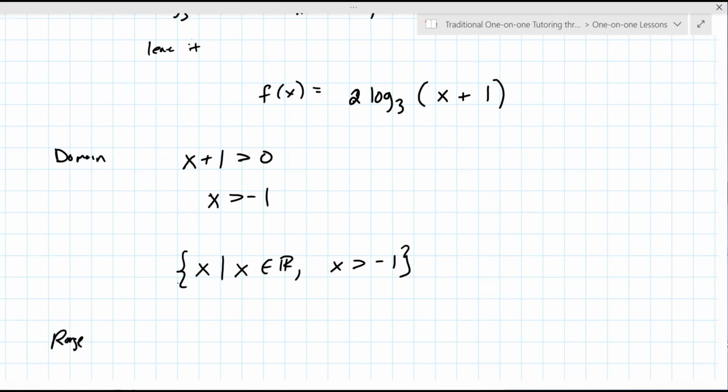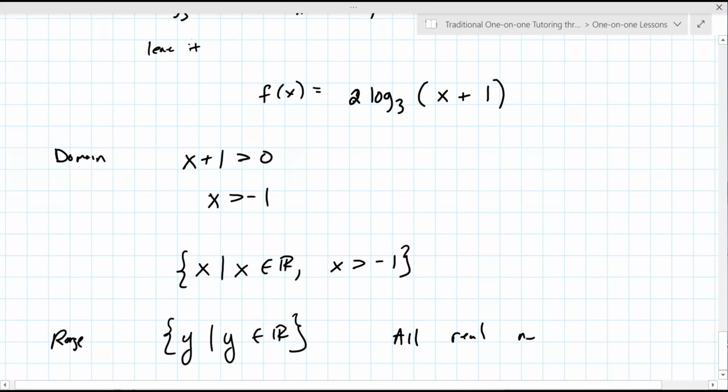All right, what is the range? It's always the same in all these problems. It's all real numbers. You can actually say all real numbers out loud, but you have to write it in this notation.